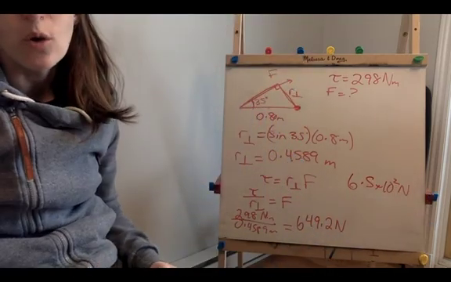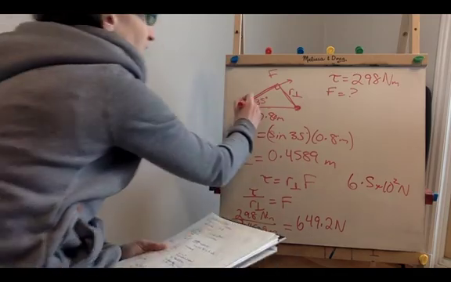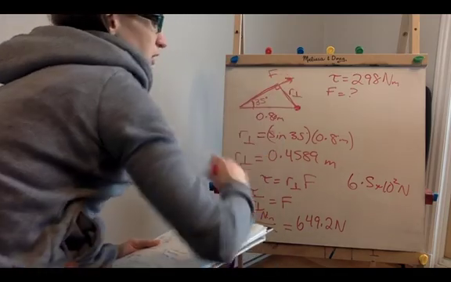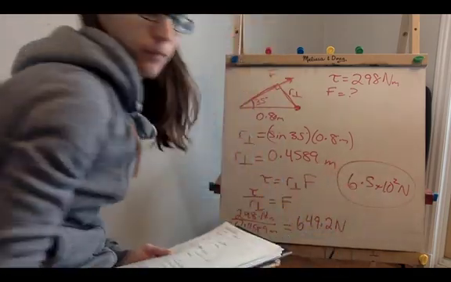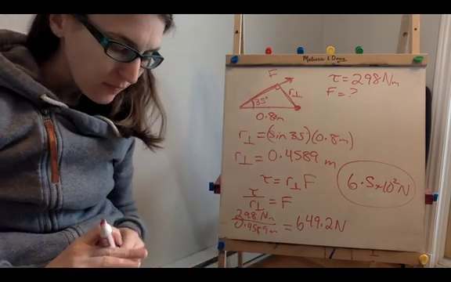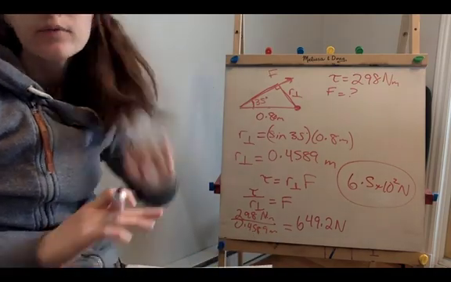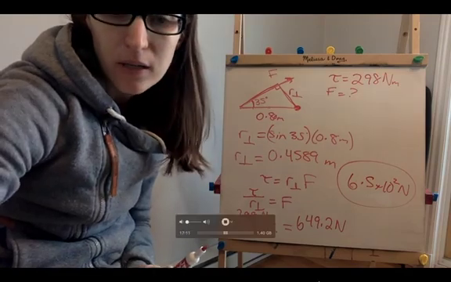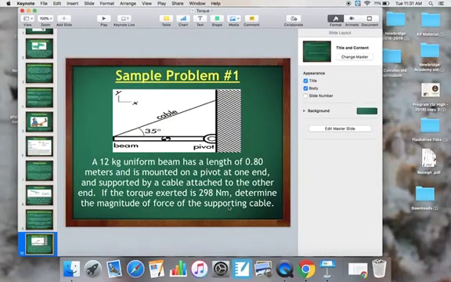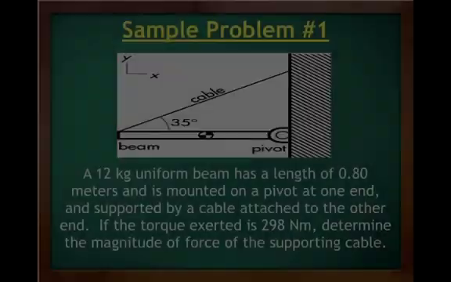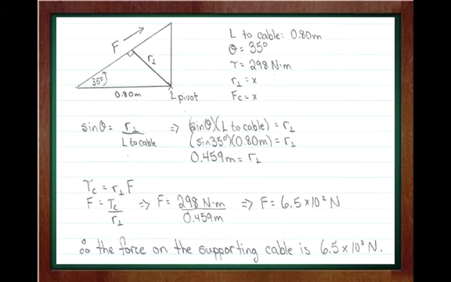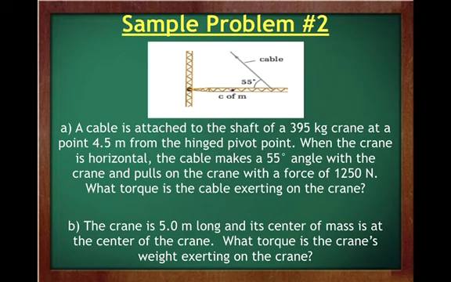And again, we already know the direction of that force. It's at that angle of 35 degrees as well. So there's our force on the cable. Okay, let's go back. So that's the magnitude of the force of the supporting cable, that's keeping everything put together. And there's basically the same diagrams ready to go.